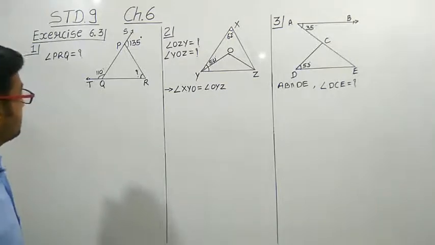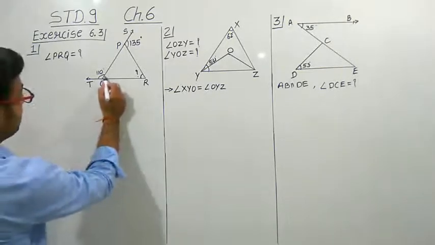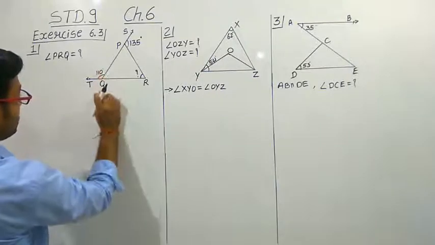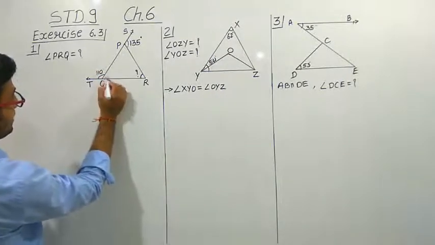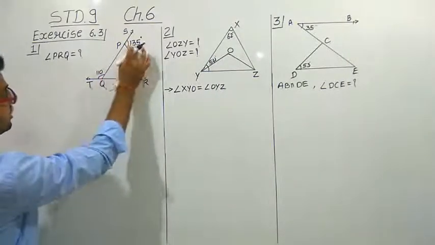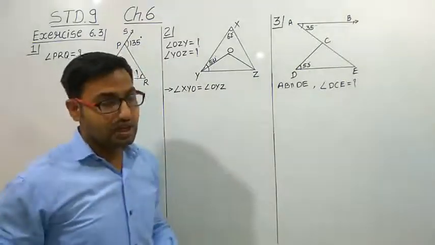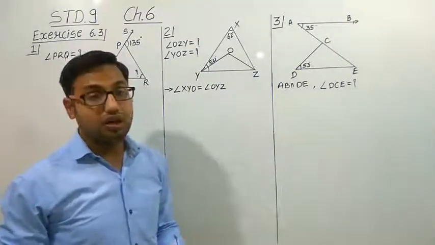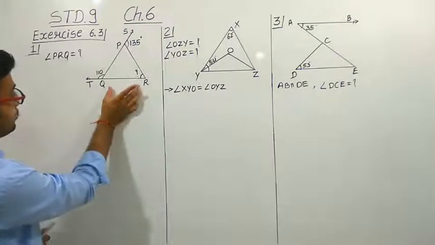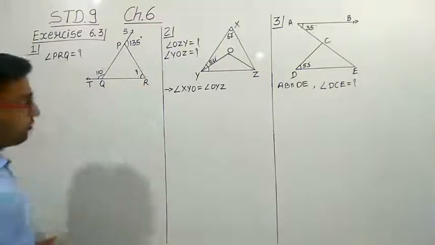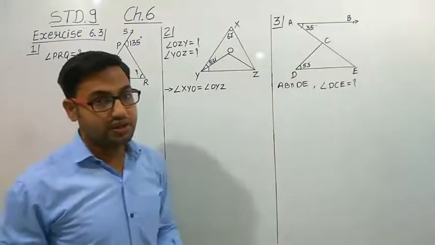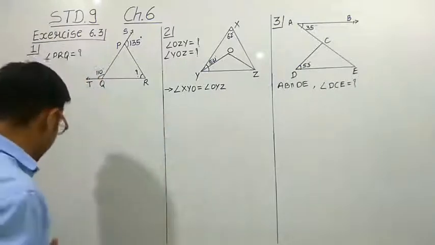In the second method, we apply the linear pair concept so that we can find this angle. Now this is an exterior angle, and it is equal to the sum of the two opposite interior angles, that means Q plus R. In this way we can also find the solution. So let us apply the second method, right?